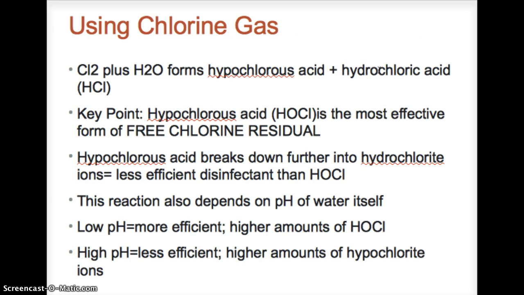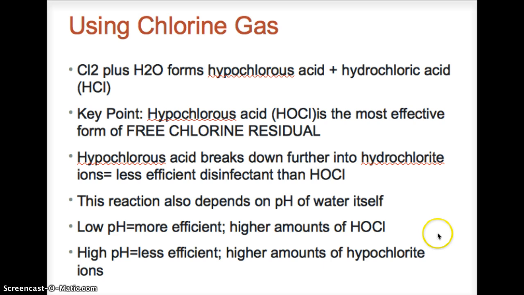So, using chlorine gas: chlorine gas plus water forms hypochlorous acid and hydrochloric acid. The hypochlorous acid is the most effective form of free chlorine residual. It breaks down further into hypochlorite ions, which are a less efficient disinfectant than the hypochlorous acid.